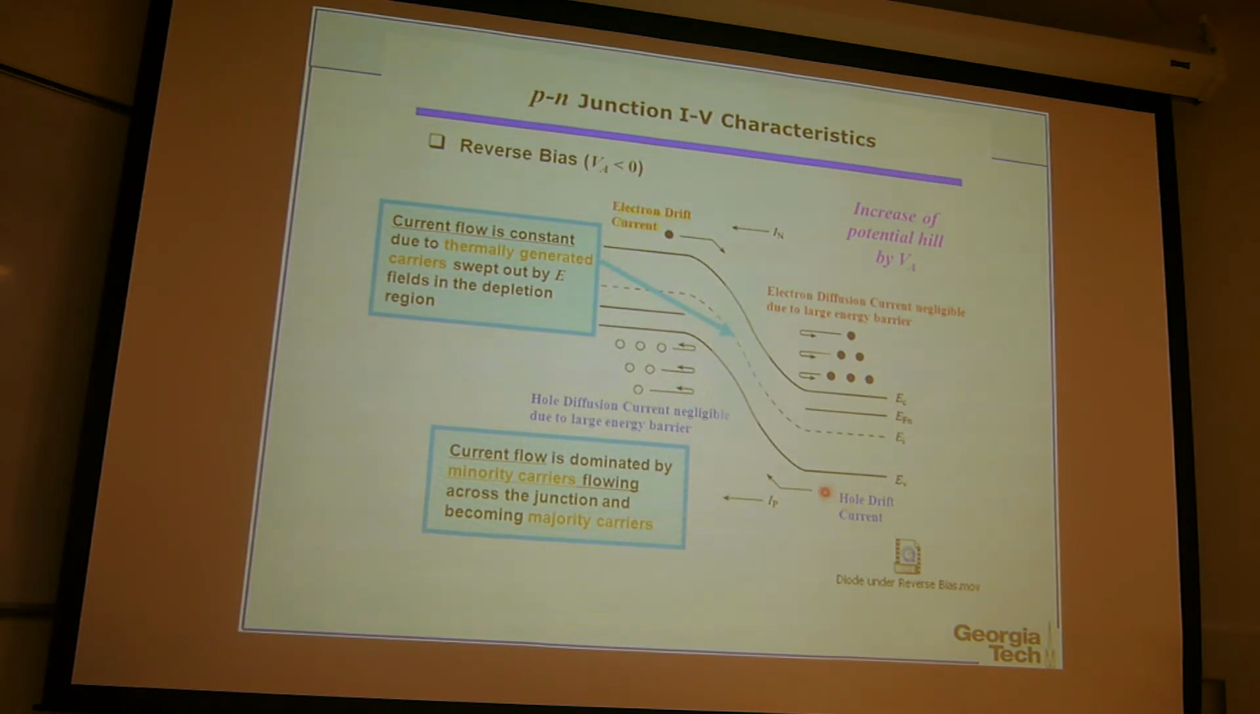Similarly, you can argue the same for the hole. So any questions here? In the reverse bias, the diffusion currents are all blocked. Only this drift current will be there, and the drift current is a saturated current. It will not change.